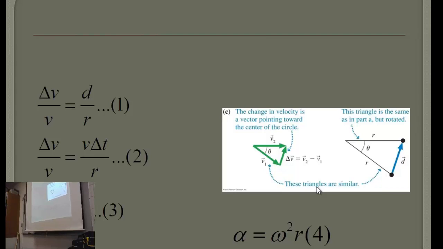So we have an equation for the linear acceleration of a rotating object. The linear acceleration of that object is equal to V squared over R: the velocity of my object squared divided by the radius of the circle the object is moving in. Make sense?